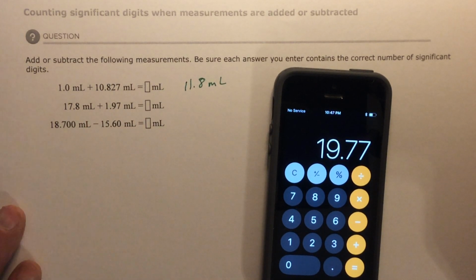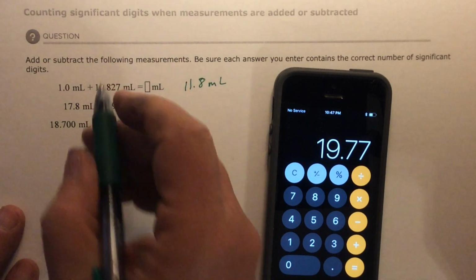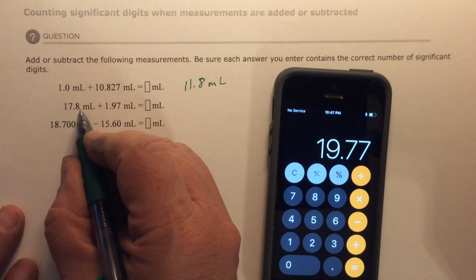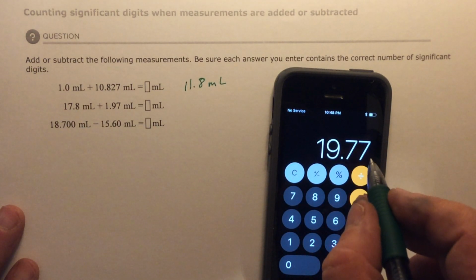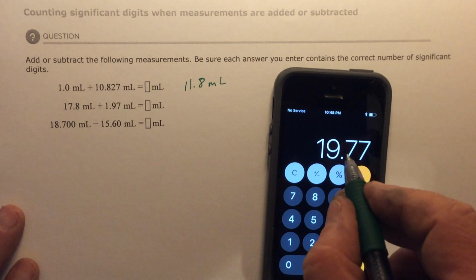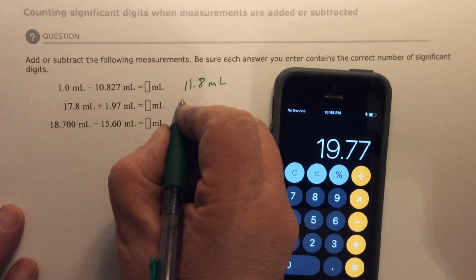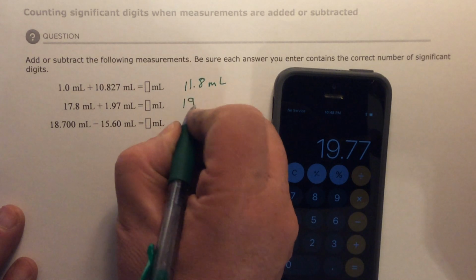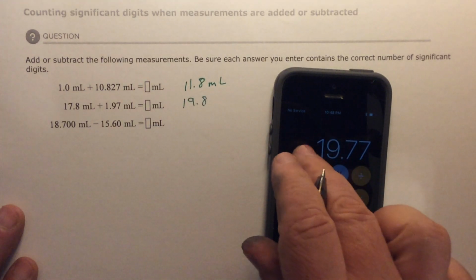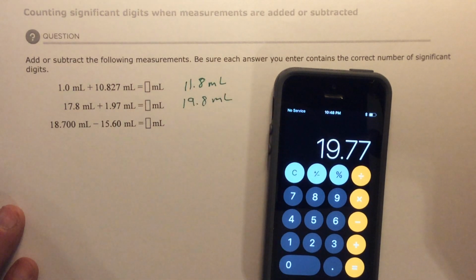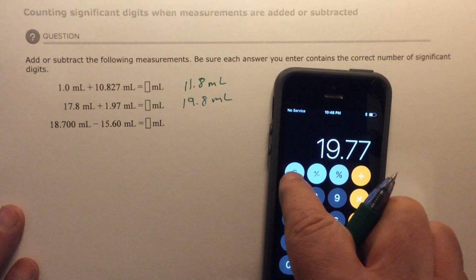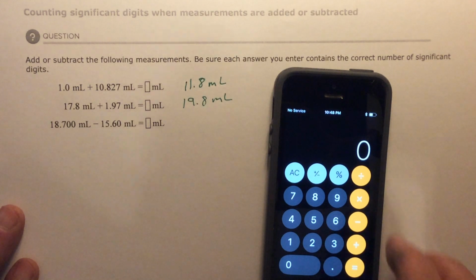So whenever you're adding or subtracting, you're going to round to the place that's the least precise. So this is to the tenths, so I'm going to go here to the 7, go to the next number. It's more than a 5. That raises this up to an 8. So this is going to be 19.8 milliliters. Okay, it works the same way with subtraction.